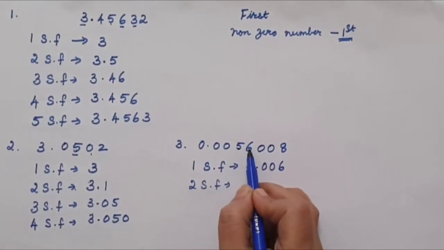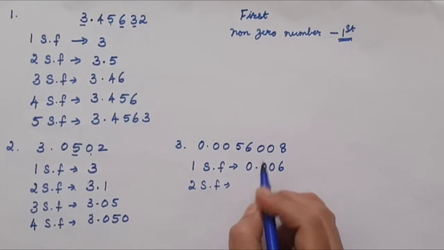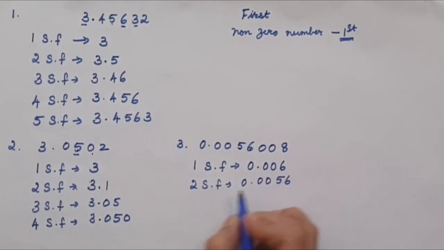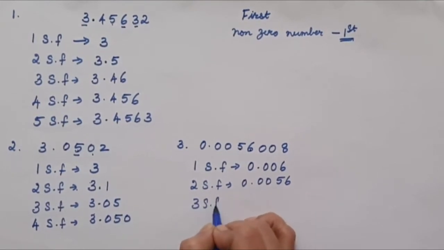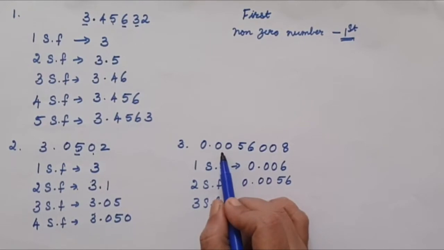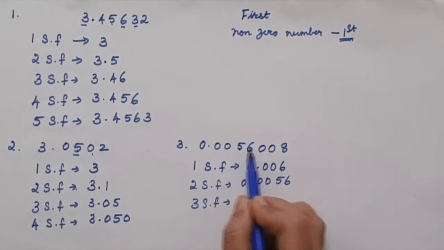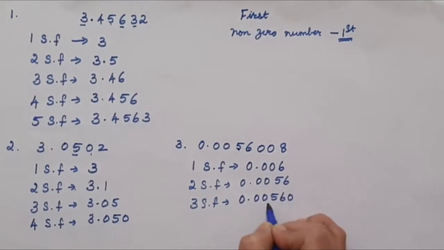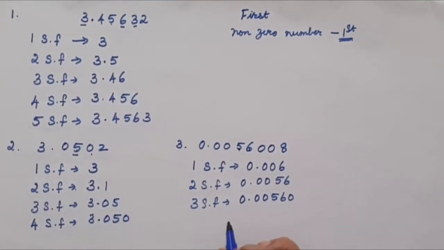Now the second significant figure. This is our first, so till here. But the next number is a 0, so we will not add anything: 0.0056. Now our third significant figure. We are writing our number to three significant figures, so 1, 2, 3. So it is 0.00560. So we have three significant figures.